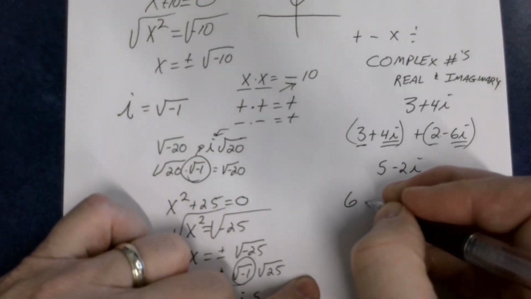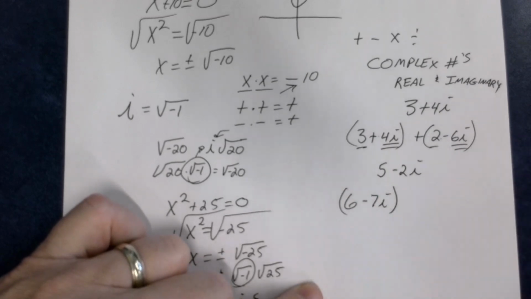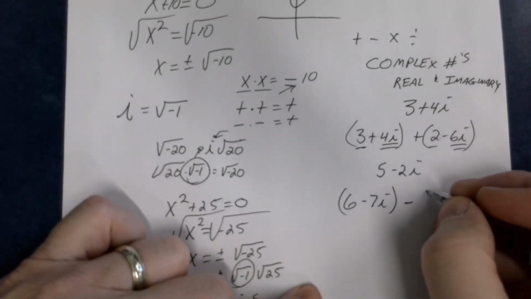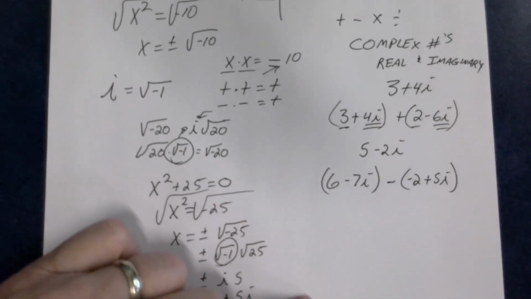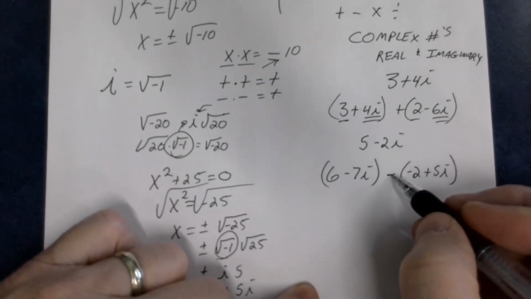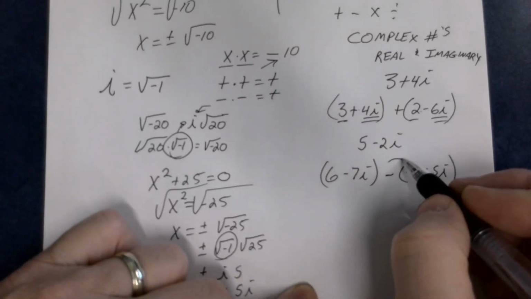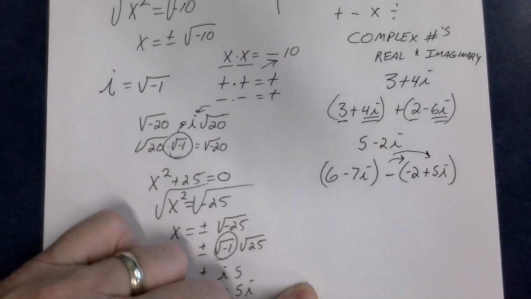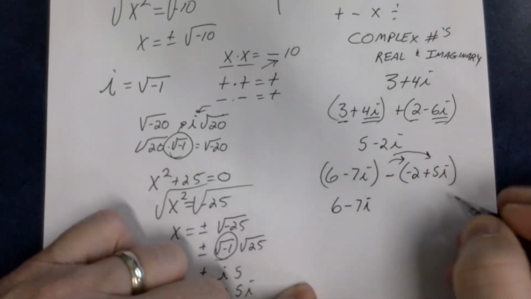Now, likewise, if I had 6 minus 7i as a complex number minus negative 2 plus 5i, and I was doing subtraction of these things, we know that I can change this subtraction into addition by simply pushing that negative through, or if you want to call it distributing that negative through to each term. That would work out. So then I can change it to 6 minus 7i.